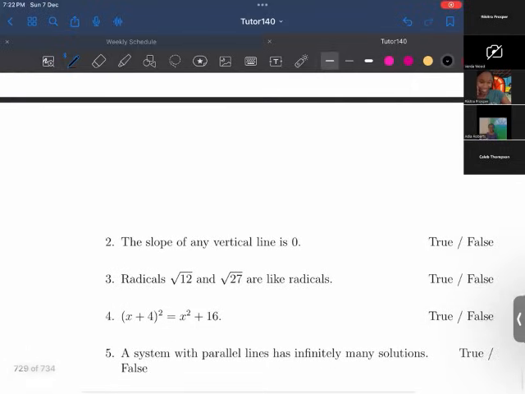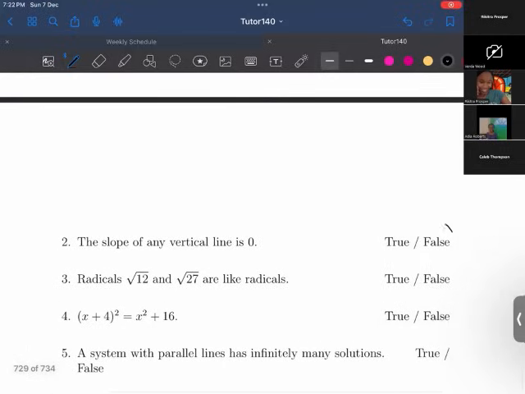2, the slope of any vertical line is 0. This is false. A vertical line goes down like that. The slope of a vertical line is undefined, so that is false. The slope of a horizontal line is 0, so don't get confused. The slope of a vertical line is undefined. It's not 0, so that's false.